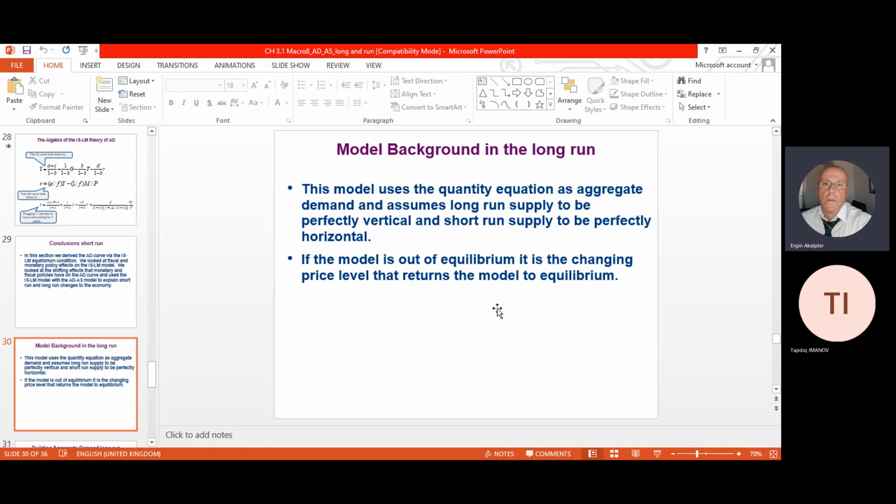As I said, the aggregate supply curve is vertical in the long run, and it is horizontal in the short run. Price is supposed to be fixed in the short run, and in the long run, as much as you change the price, the aggregate supply is fixed and does not change. Therefore, we always try to use an intermediate model position for estimating our economies. If the model is out of equilibrium, it is the changing price level that returns the model to equilibrium.